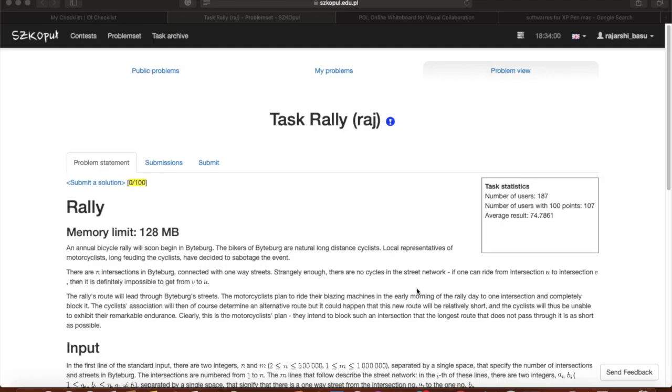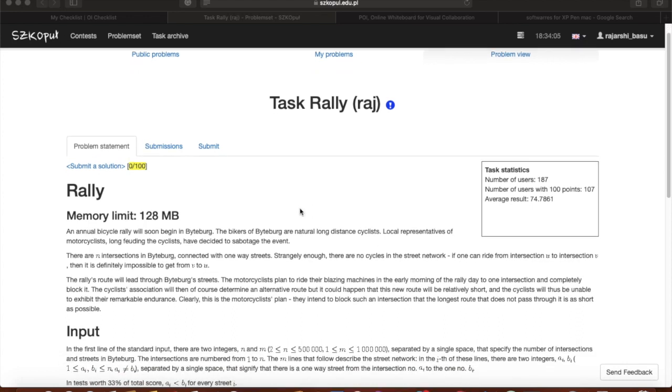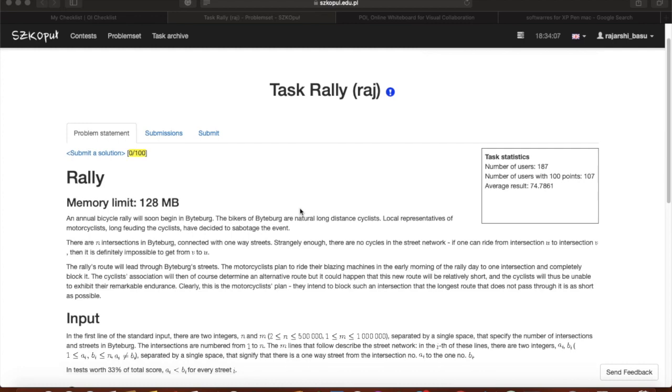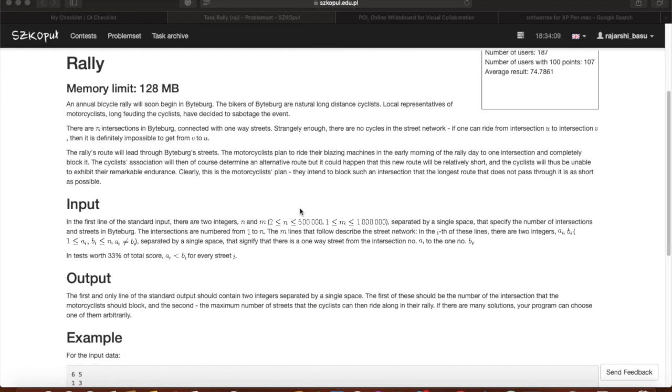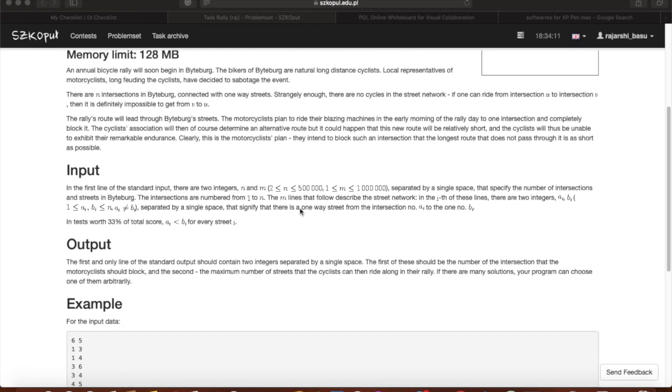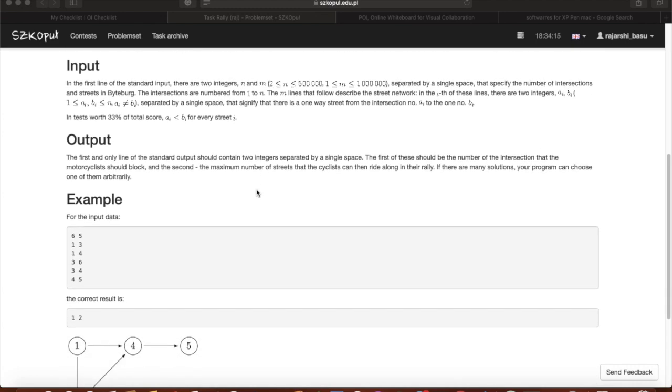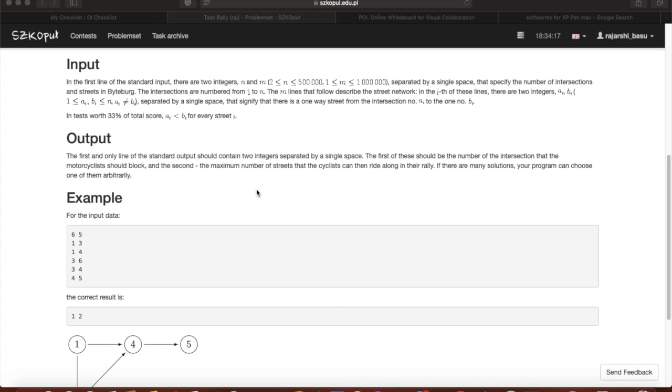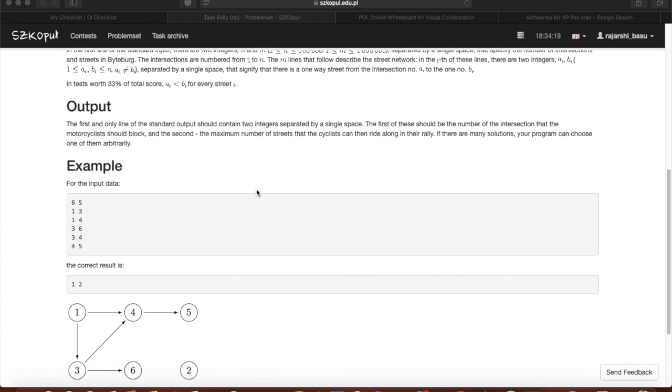Hi everyone. Today we will be talking about this problem, Rally. This is from POI 2014 round 2. In the problem, we are given a directed graph, specifically a directed acyclic graph, and we have to minimize the maximum length path by deleting at most one node.